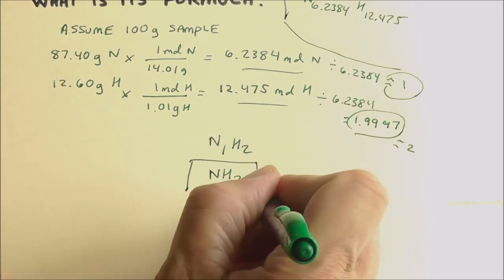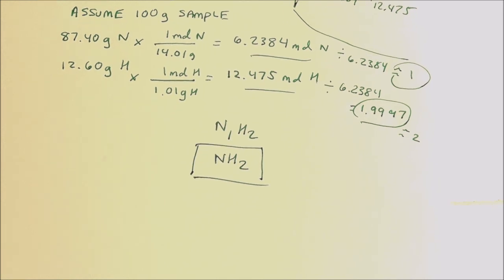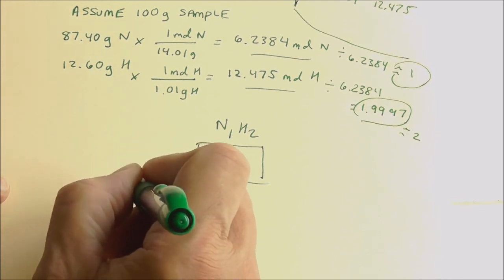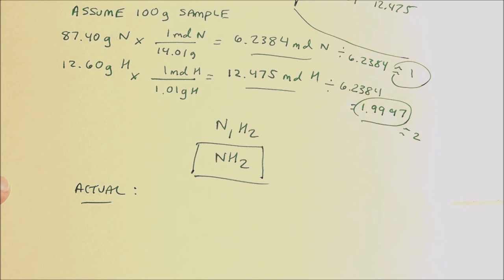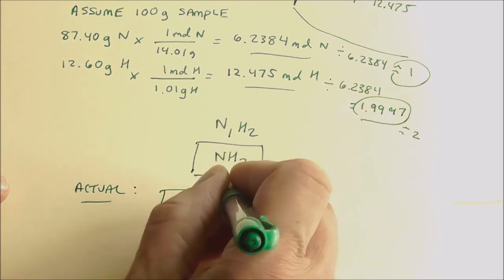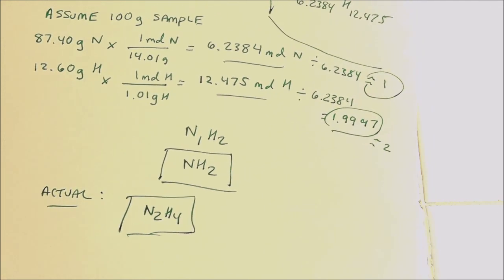Now, let's tell you some more truths. It turns out that if you were to actually see what a molecule of hydrazine would be, it's N2H4. Now, we didn't have enough information to determine that, but we have names for these things.